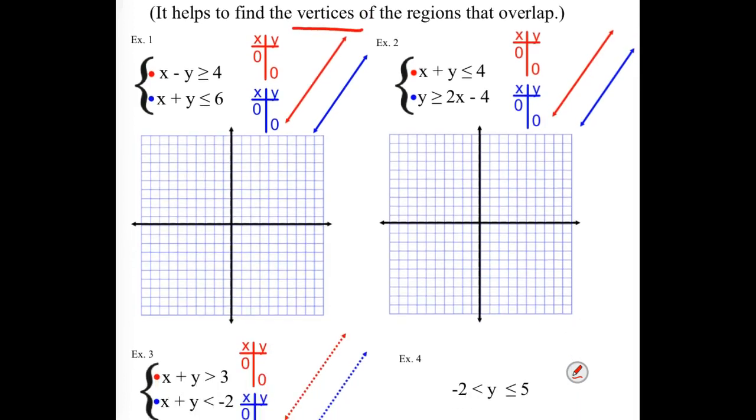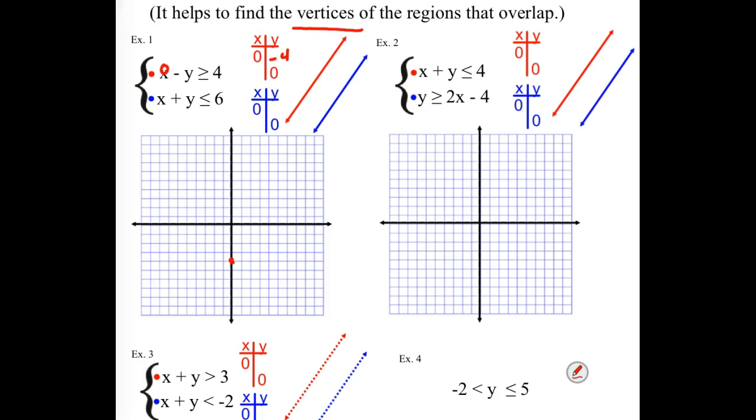So our first one, we have two inequalities. X minus y is greater than or equal to 4, and x plus y is less than or equal to 6. I have color-coded them so that we can tell as we graph which inequality we're looking at. So for the first one, x minus y is greater than or equal to 4. We want to find our x and y intercepts. So if we put a 0 in for x, we have negative y has to be equal to 4. Dividing out the negative, we would have y being negative 4. So my y-intercept is going to be at negative 4.